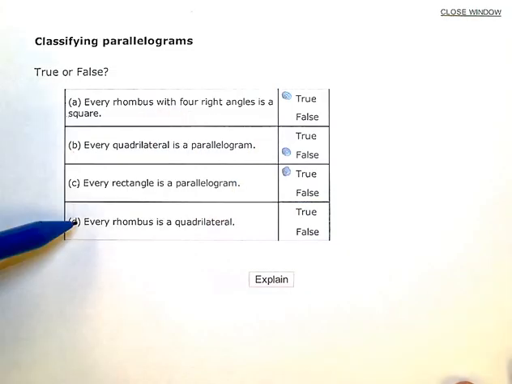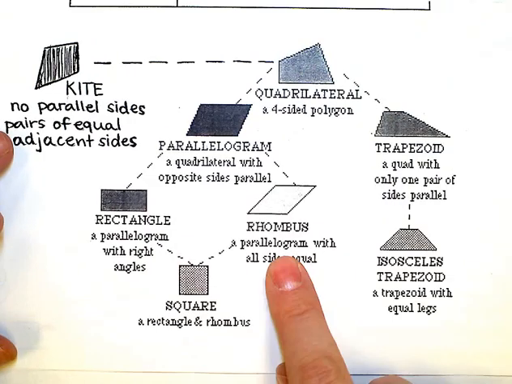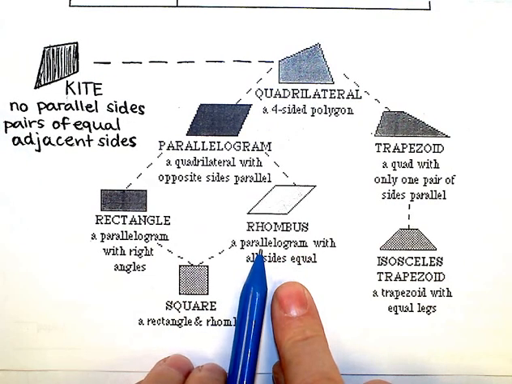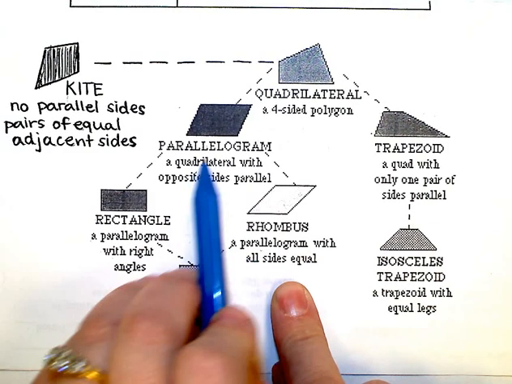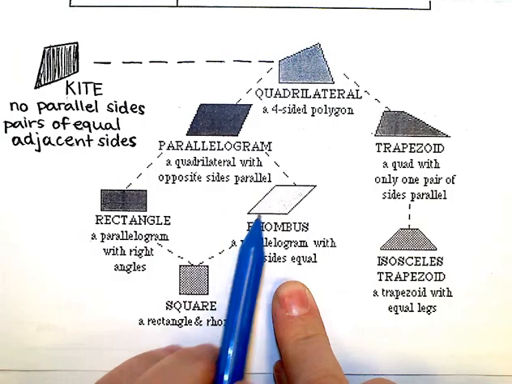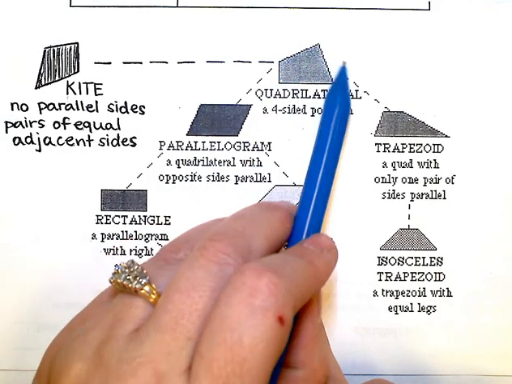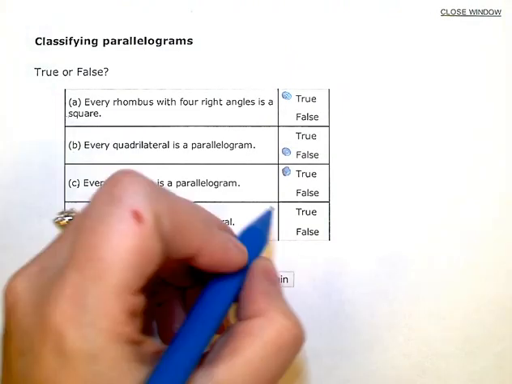And then every rhombus is a quadrilateral. Well, a rhombus is a type of parallelogram, but a parallelogram is a type of quadrilateral. Right? So we can see that every rhombus going back up through the tree does branch off of or is a type of quadrilateral. So this one is true.